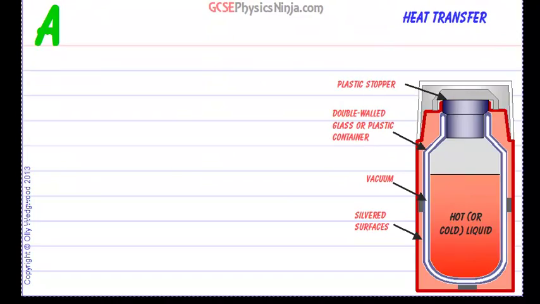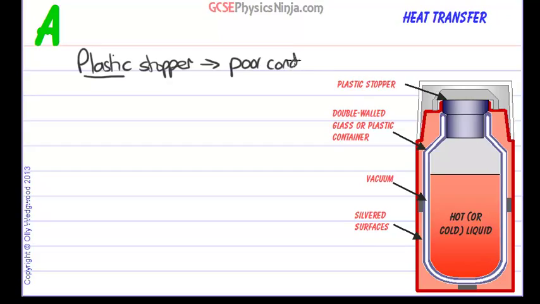First of all, the plastic stopper. That is going to reduce heat transfer. Now plastic is a bad conductor, a poor conductor. So therefore we're going to reduce the amount of heat transfer lost by conduction. I'm going to put a little arrow here: reduce conduction.